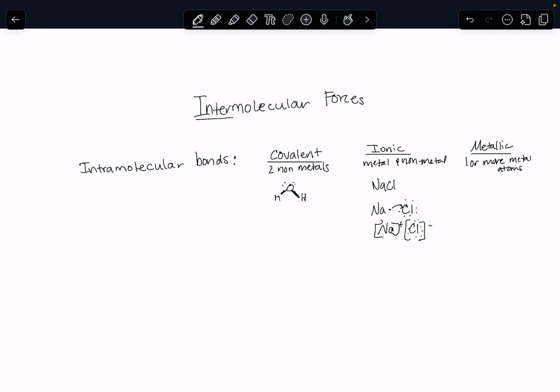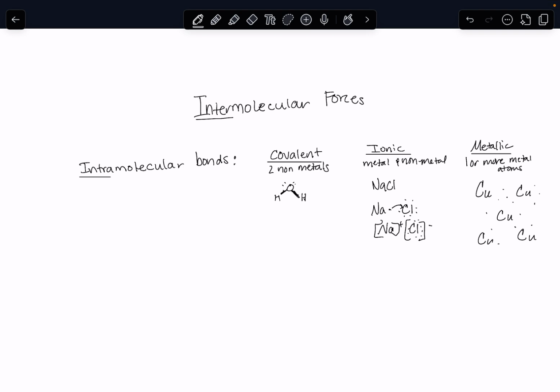Okay. And then a metallic bond, we're going to talk a lot more about that in the coming days here. But what that is, it's a metal atom. And so for this example, I'm just going to say copper. And it's a whole bunch of copper atoms. And again, we're going to learn more about it, but all we need to know is a whole bunch of copper atoms with electrons flowing in between, okay? So just these atoms with electrons free flowing.